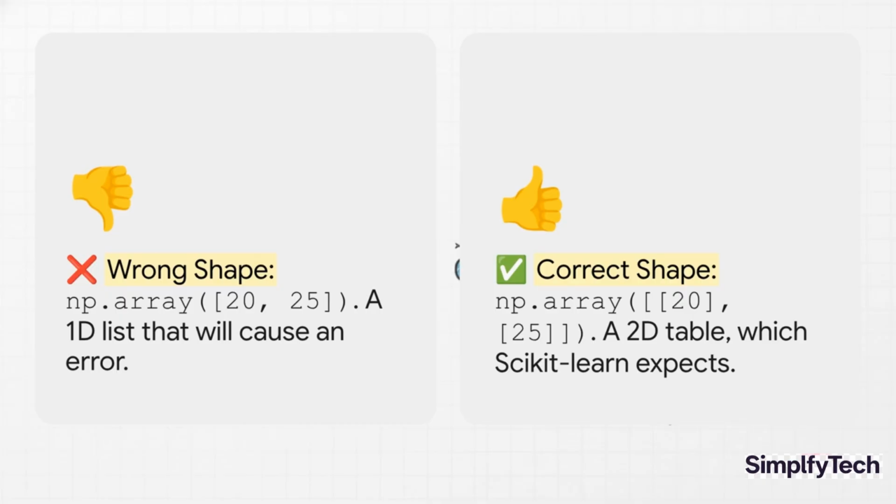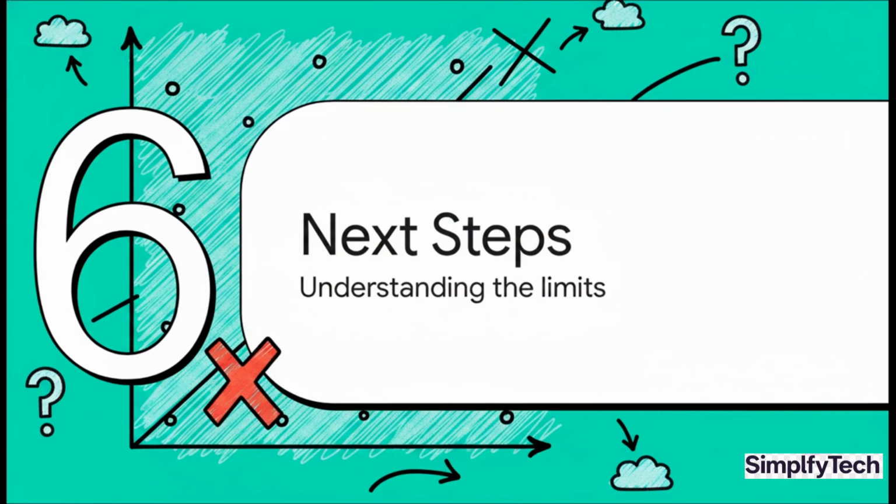It expects your input, the X, to be a two-dimensional table, like a column in a spreadsheet. Why? Because it's built to handle multiple inputs, like temperature and humidity. So even with just one feature, it wants it structured that way. If you get a shape error, just remember the .reshape command. It's your best friend.